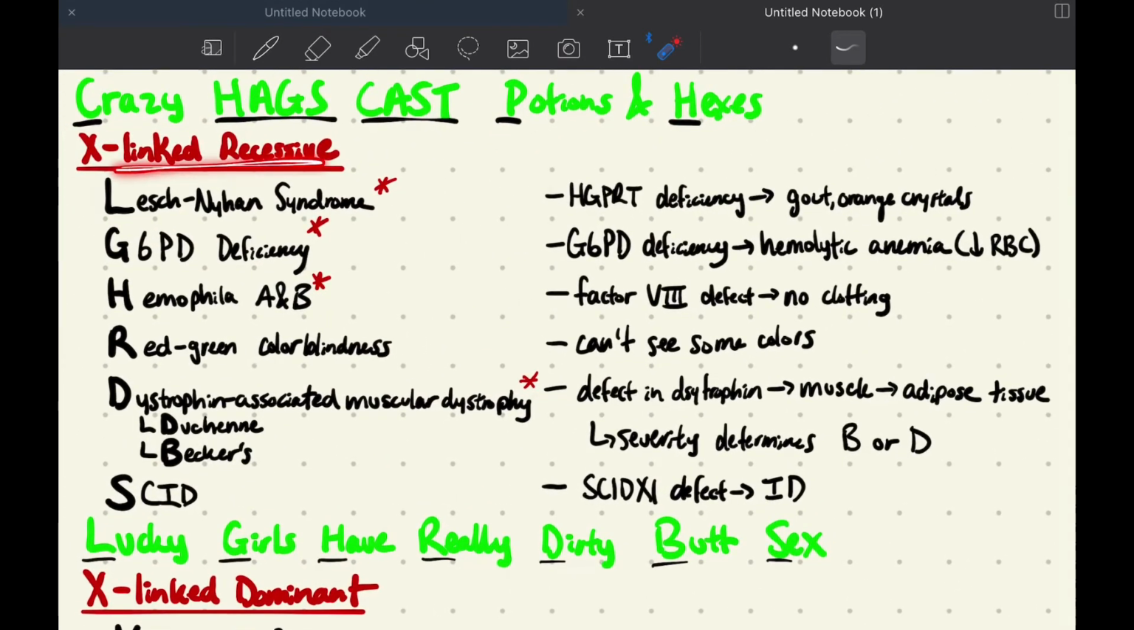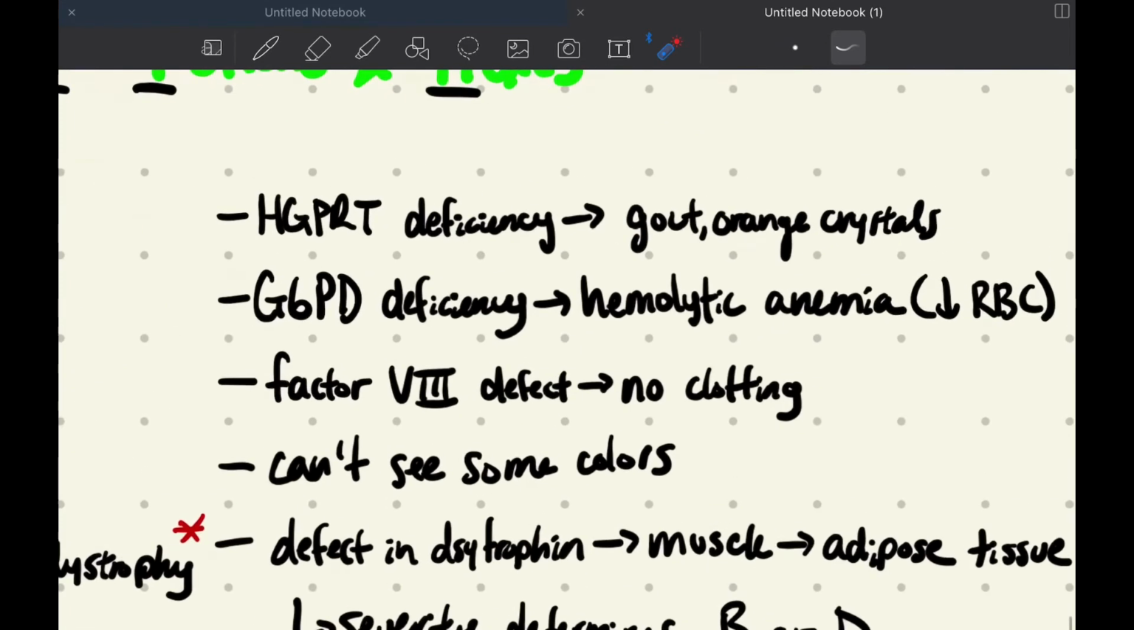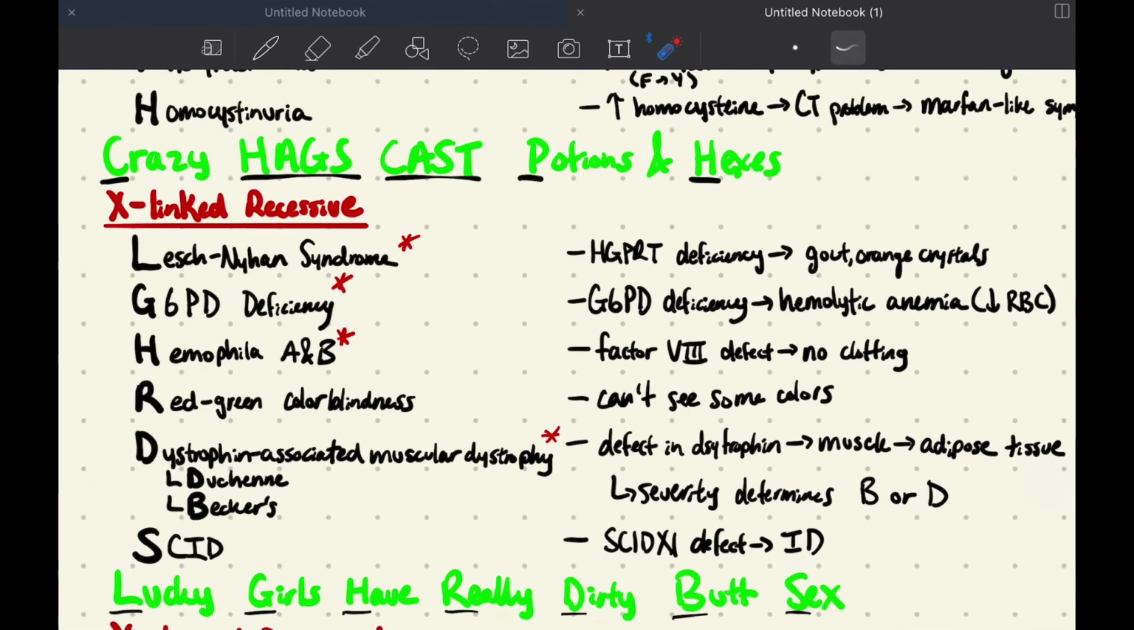So now for X-linked recessive, that's going to be "lucky girls have really dirty butt sex." So this is going to be kind of a dirty mnemonic, but the lucky part correlates with your Lesch-Nyhan syndrome, and that's going to be an HGPRT deficiency, my bad, and that's going to lead to gout and orange crystal development.